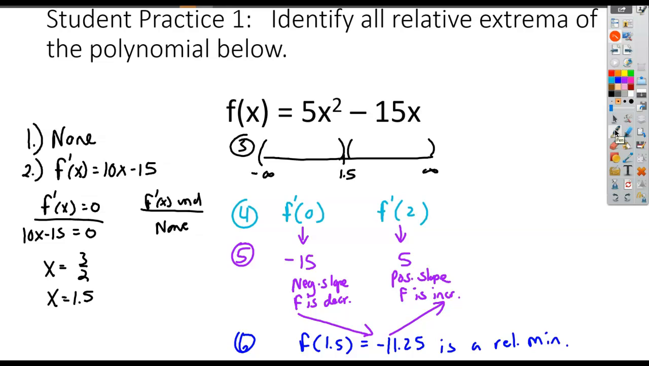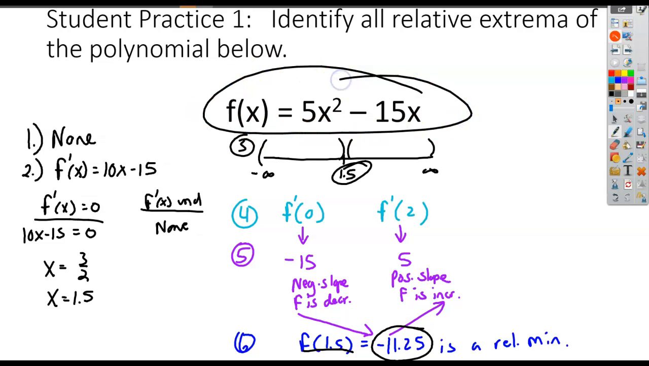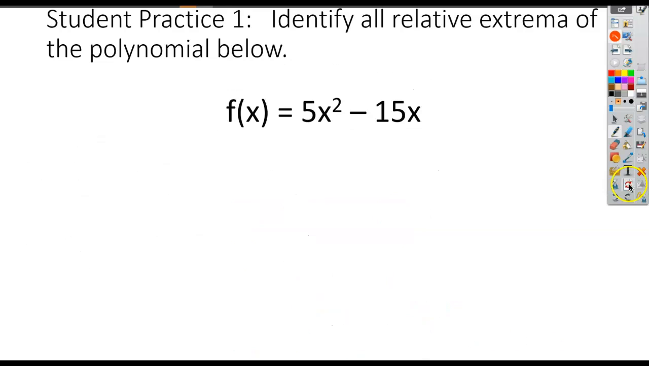The one thing I would point out here that might not be obvious to you is I went ahead and found the actual y value this time. I didn't just leave it like this. How did I get -11.25? Well, after I found out where the relative minimum is located, at x equals 1.5, you plug that x value into your original function, right? That's what tells you the y value. And so the relative minimum, the y value, is -11.25. Okay, so that's the answer to that one. All right.